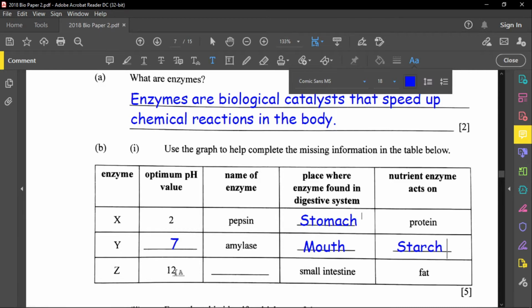Now Z has an optimum pH of 12, and so this works in the small intestine, and it breaks down fat. The enzyme that breaks down fat here is lipase, and lipase is also produced by the pancreas, as well as pancreatic amylase and also trypsin. Okay, so notice there are 3 enzymes produced by the pancreas.